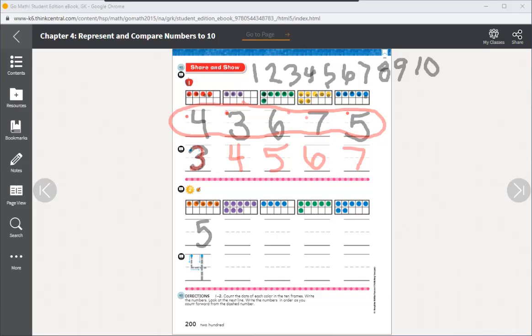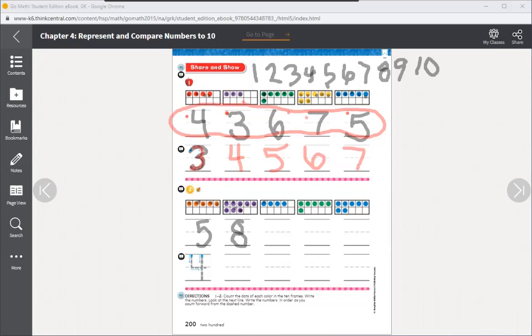Here we go. Let's count the purple ones. 1, 2, 3, 4, 5, 6, 7, 8. Last one, 8. Yes, good job, sweetheart. There's 8. Okay, now let's count the blue ones, okay?